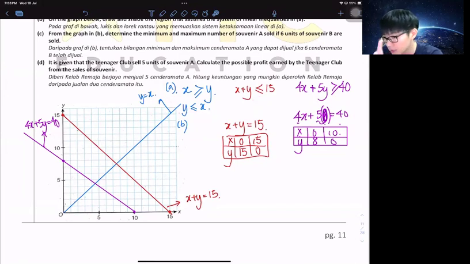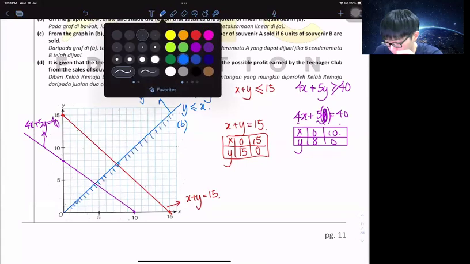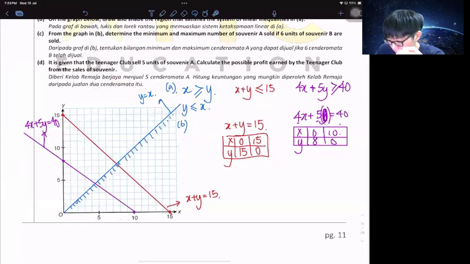Okay, remember the 2 rules again. Make sure y is positive. Read from the y, then you should be fine. y smaller or equals to x, so this has got to go downwards. The next one, x plus y is smaller or equals to 15. Smaller. When you read it right, smaller.